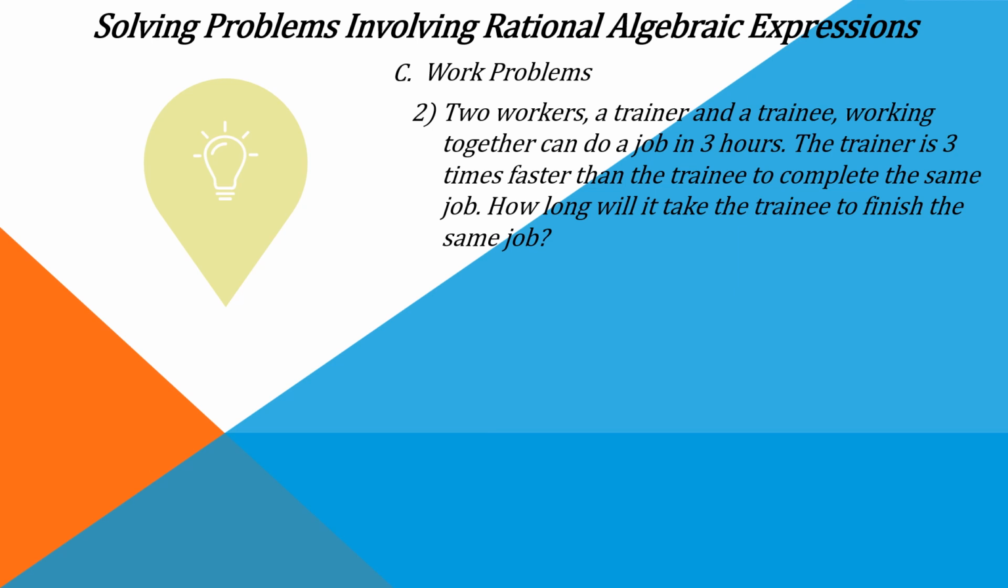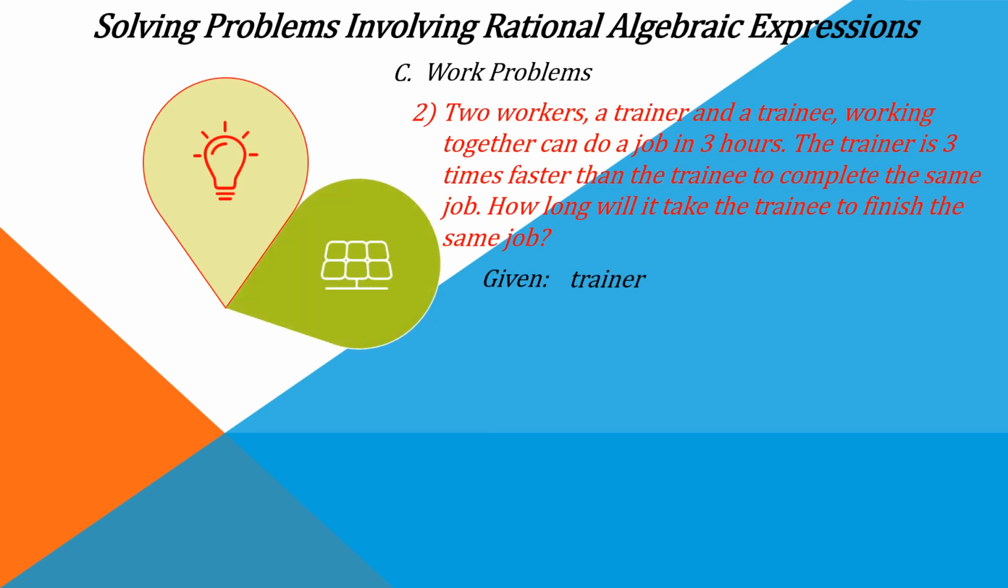Now, in this example, we are comparing the trainee and the trainer. If they are working together, they will finish the job in 3 hours. But if the trainer is 3 times faster than the trainee, if the trainee works alone, how long will it take for him to finish the job?